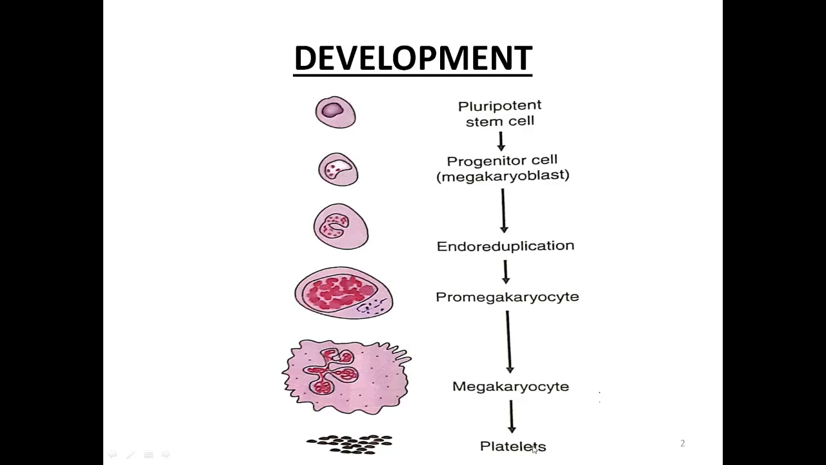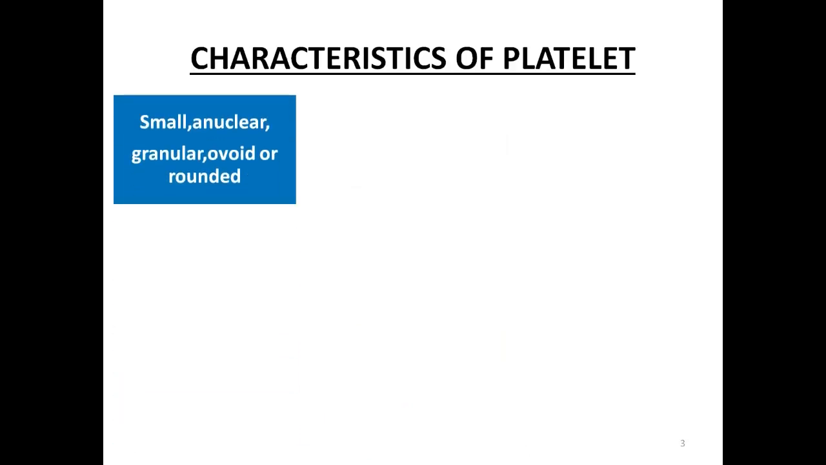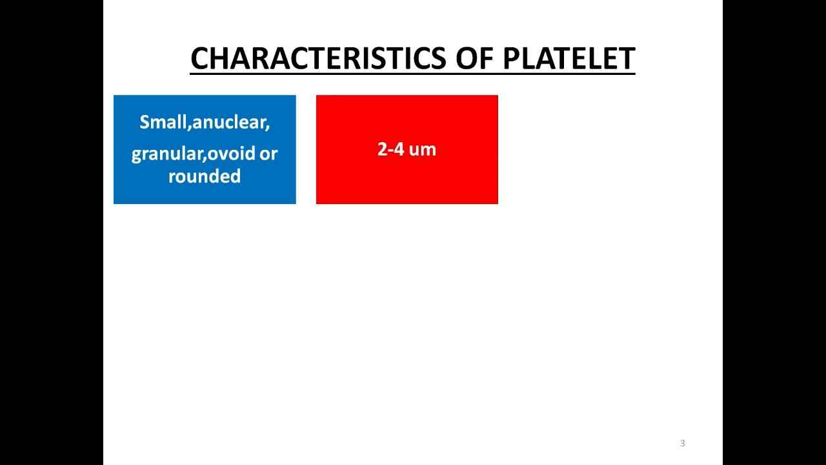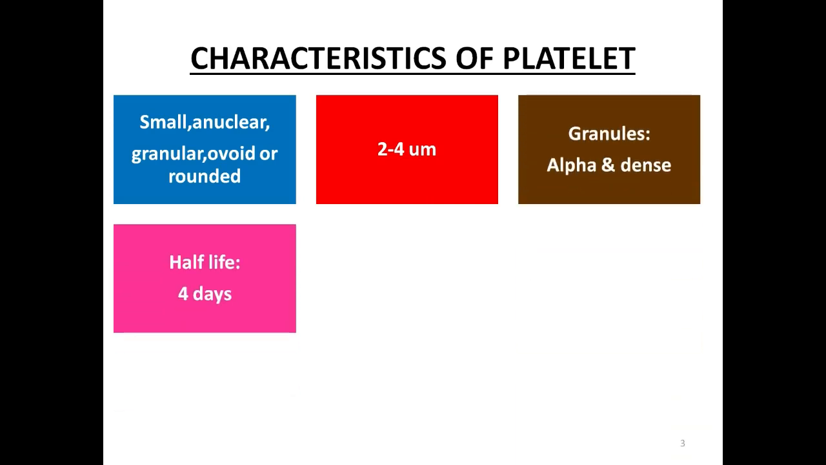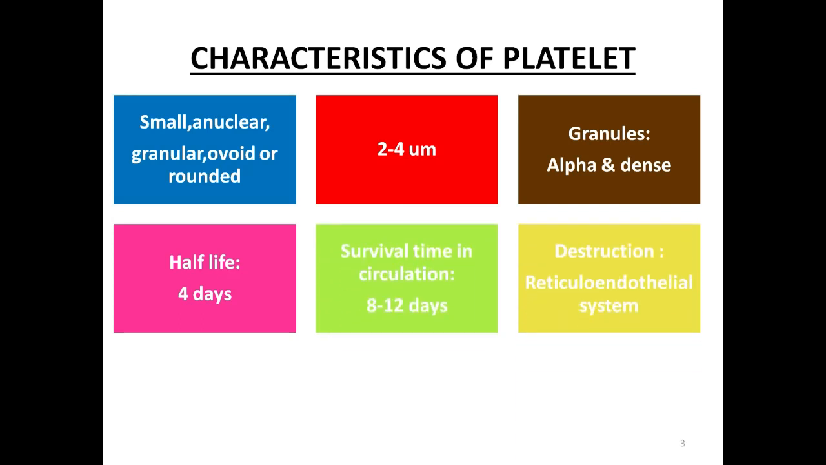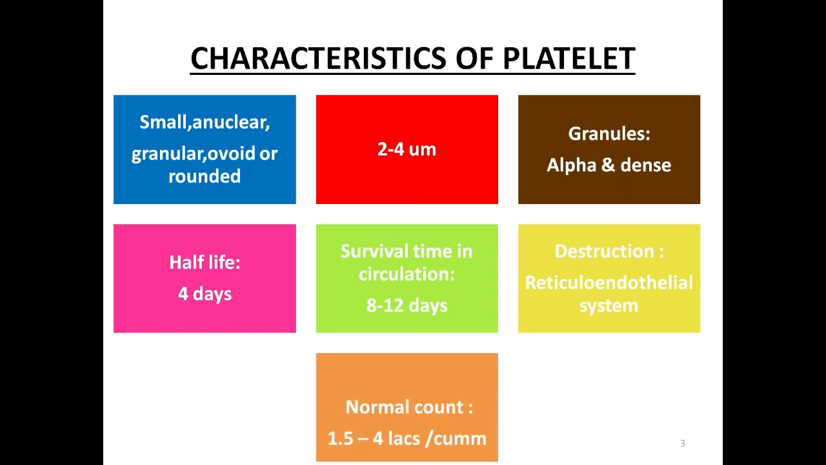Once a platelet develops in the bone marrow, it comes out and is released into the circulation. Characteristics of the platelet: platelets are small, 2 to 4 micrometer in diameter. Anuclear, meaning they do not have a nucleus. Granular, having alpha and dense granules, ovoid and rounded in shape. Having a half-life of 4 days and a survival time of 8 to 12 days in the circulation. Destruction takes place in the reticuloendothelial system, that is in the spleen especially. Normal count of platelets in the circulation is 1.5 to 4 lakhs per cubic mm.